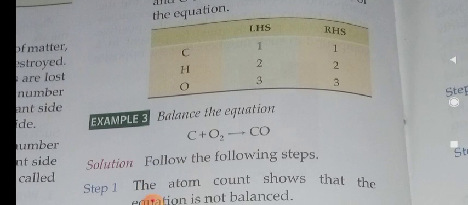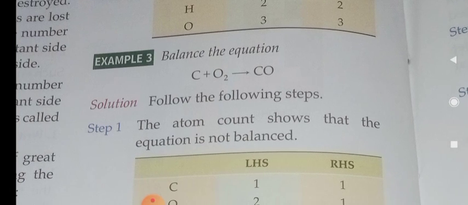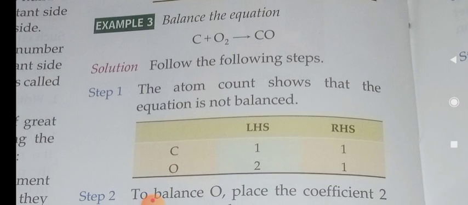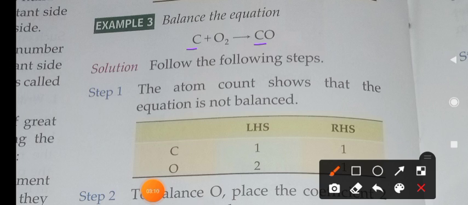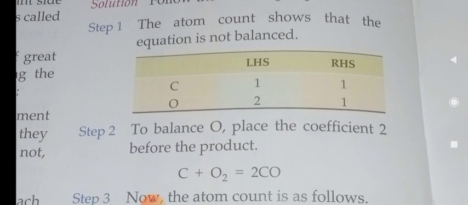Now we are going to balance the following equation. Carbon reacts with oxygen to form carbon monoxide. Look at the number of carbon atoms here. It is 1 and 1, so it is equal. What about oxygen? 2 oxygen is here, and here only 1 oxygen. So the equation is not balanced. How can we balance that? We can balance this by the following steps.